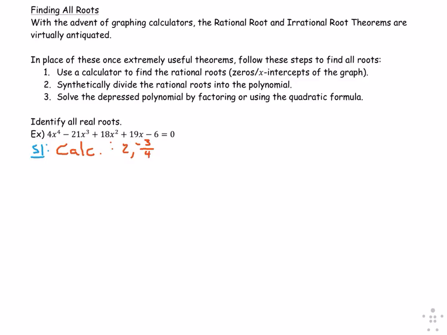And then for step 2, I then need to synthetically divide those out. I need to remove those factors from the polynomial so then I can boil it down to find the remaining factors. Now, I don't want to work with fractions more than I have to, so that's why I'm going to start with positive 2 in synthetic division. Now that's x equals 2, so you do not change the sign.